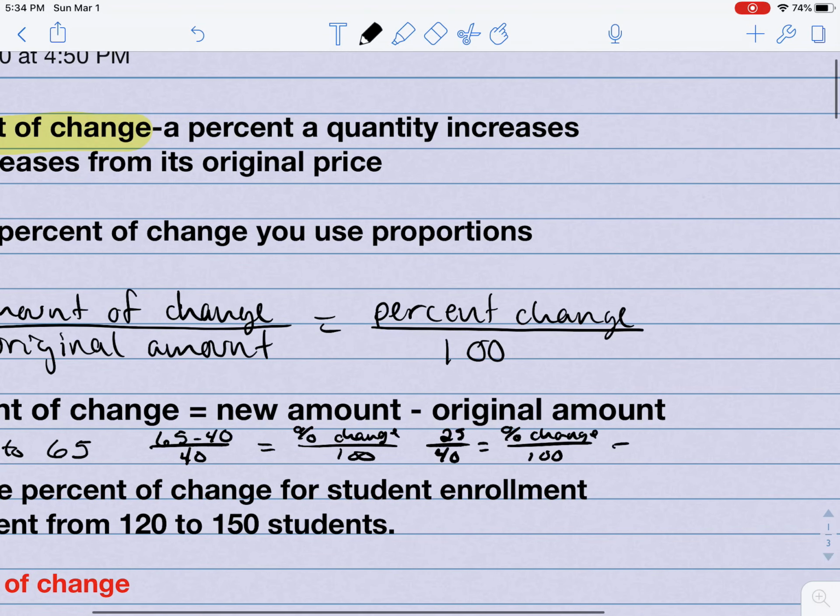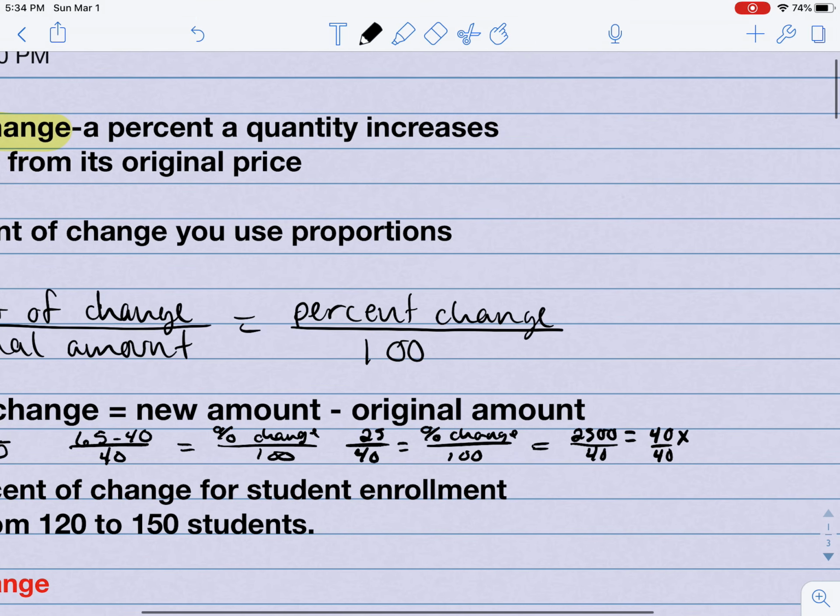which then is going to equal 2500 is equal to 40x, and then last step we divide by 40 to both sides. So you always divide by the coefficient, which is the number in front of the variable. And so what we would get there would be 62.5%. And that would be an increase. That would be increasing.